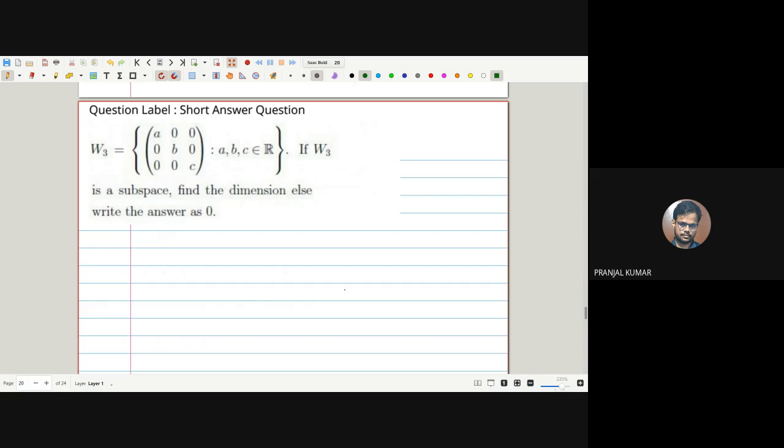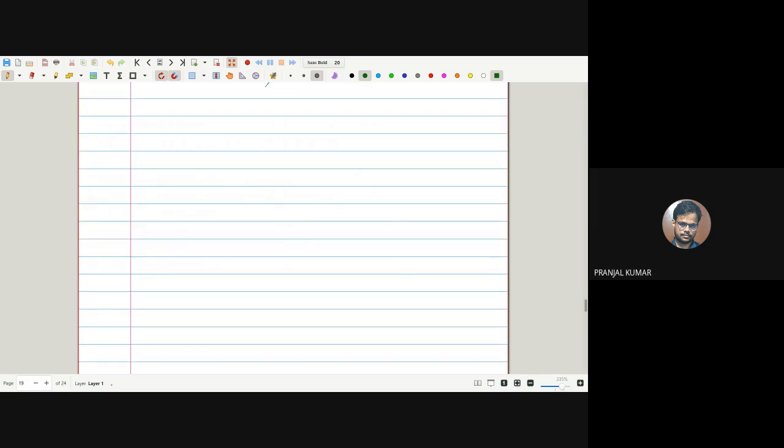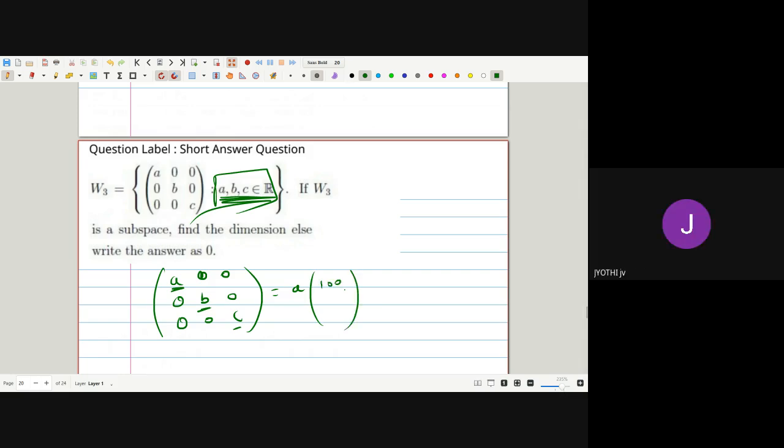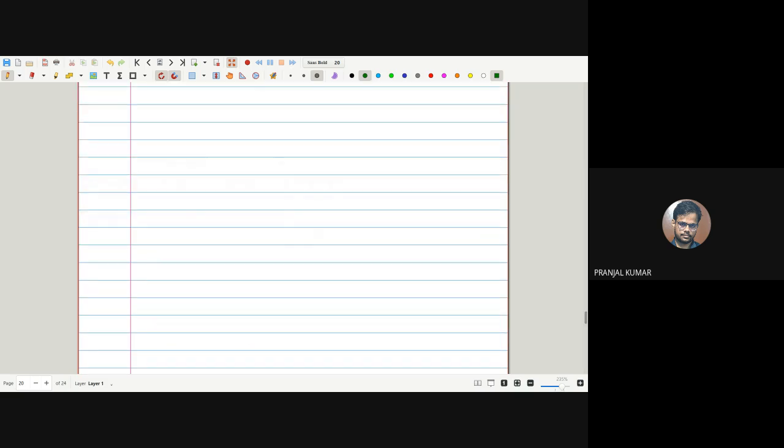Now see, they have not given you any condition here. In the previous one, they had given you a condition. Now they have not given any condition. So you have to write the general element directly. You cannot eliminate any element. So how many letters can you see? 3. So what will be the dimension? 3. Clear? So there are 3 basis vectors, so the dimension is 3. Clear?